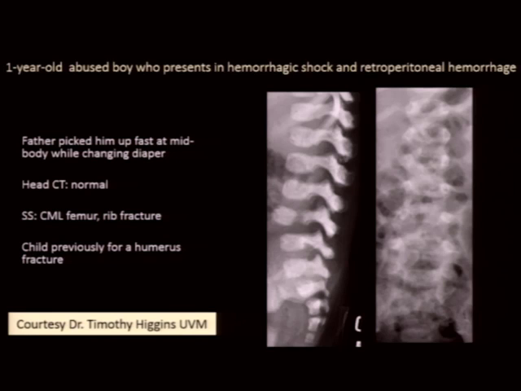Moving on to injuries of the lower spine, this is a case that was sent to me by Tim Higgins, one of our former fellows who's now at UVM. This was a 1-year-old abused child who came in hemorrhagic shock and retroperitoneal hemorrhage, and you can see an abnormal appearance of the lateral radiograph of the spine. At first appearance, you might wonder if this is a traumatic spondylolysis, but it can't really be that, right, because there's no lysis through the pars interarticularis. It looks somewhat like a subluxation, but it really can't be that either, because even though the vertebral body is anteriorly displaced, the posterior elements are normally aligned.